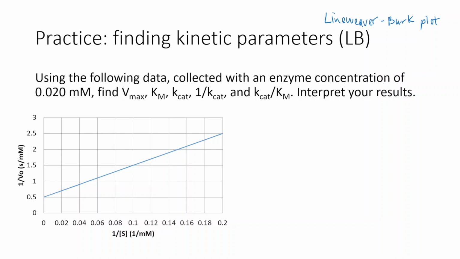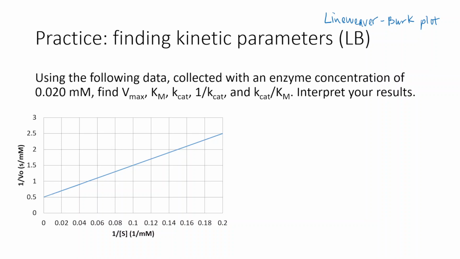What is nice about this type of plot? It's linear. Because it's linear, it makes it a lot easier to calculate, especially our Vmax value. On our MM plot, the Vmax was this asymptote that we never approached. It's hard to see. On the LB plot, the Vmax is pretty straightforward to calculate.